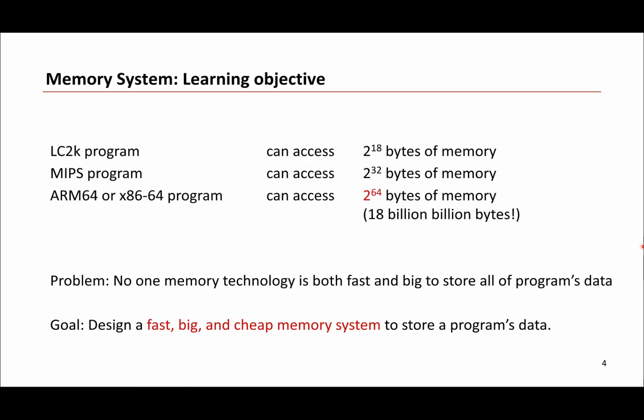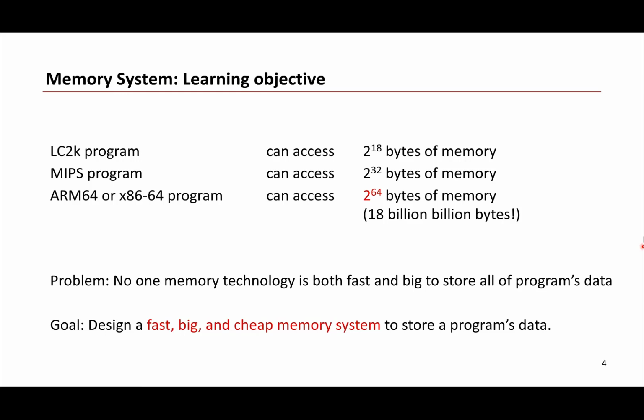Well, we need a memory system to store data. An LC2K program, for example, a program written for the LC2K ISA, can access 2 to the power of 18 bytes of data. That's not a lot, but if you look at a MIPS program, which is based off the MIPS 32-bit ISA, it can access about 2 to the power 32 bytes of data. That's about 4 gigabytes. So that's something.